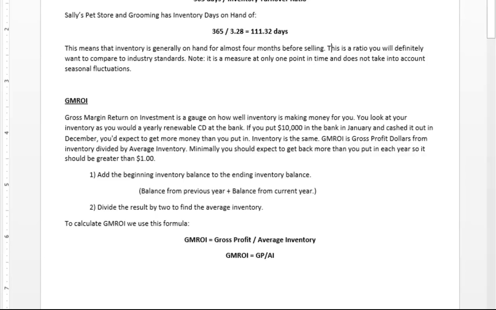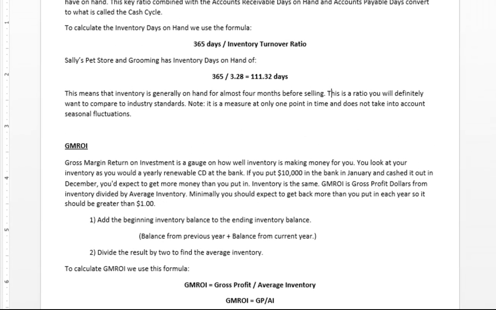Our final area of focus is GMROI, and that's gross margin return on investment. You want to know how much money you're making or how well your inventory is making money for you. So in this case, you are going to add the beginning inventory balance for the current year to the ending inventory balance from the previous year, and then divide by 2 to find the average inventory. Then you're going to take that figure and divide by gross profit. So gross profit, average inventory.